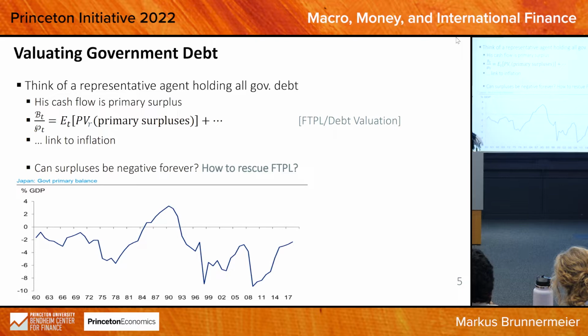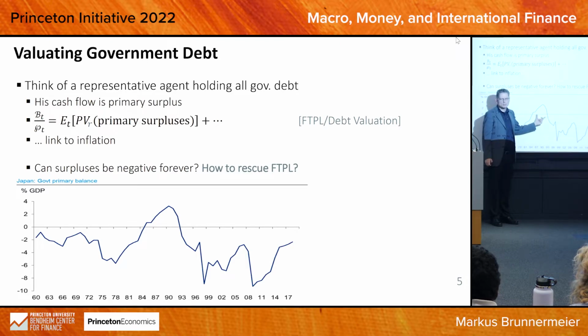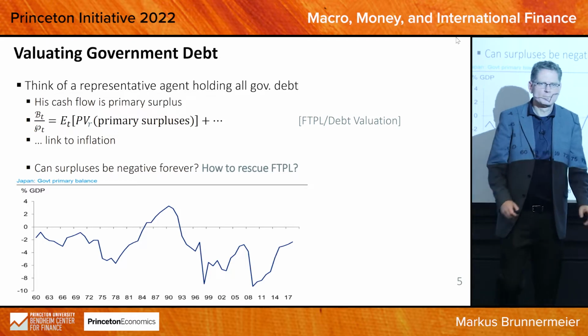That's the primary surplus from 1960 onwards. I didn't dare to plot beyond that because it goes down further. There are six or seven years where the primary surplus is positive. Otherwise, it's always negative.